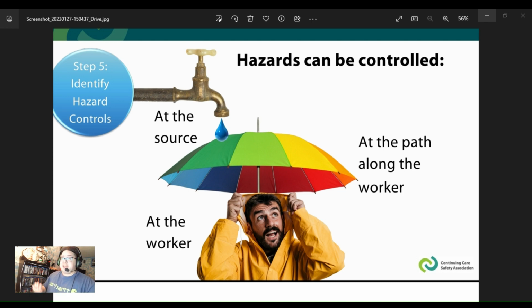Or number 3, at the worker. So always the last choice, anticipating the worker will be exposed to the hazard. To determine if it's possible to control the hazard at the source, consider the following.